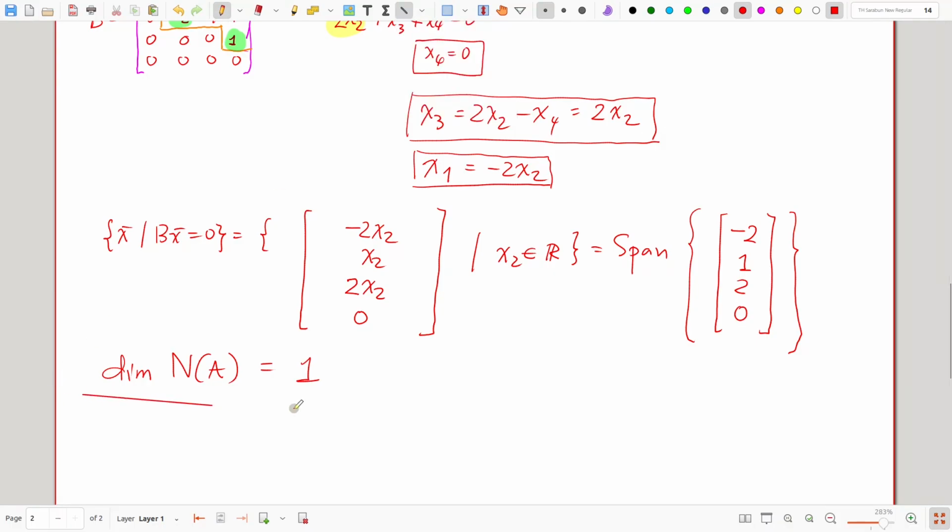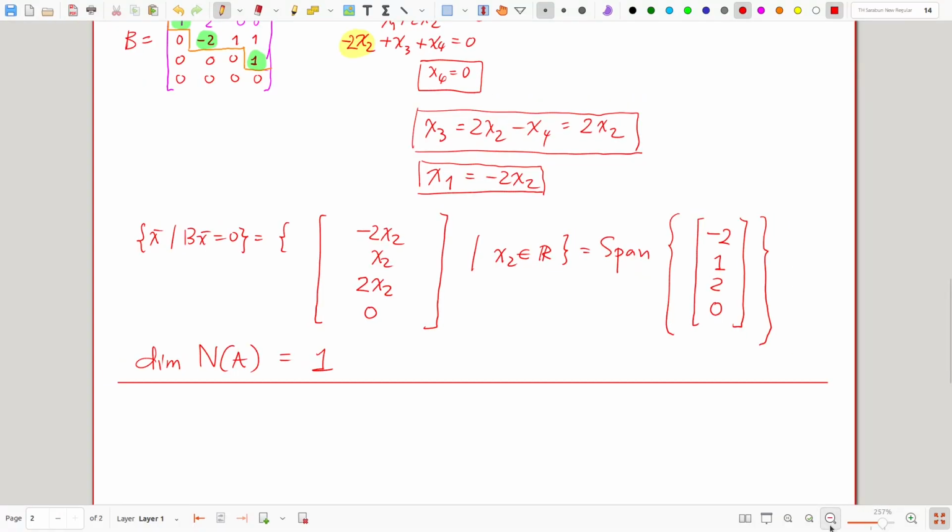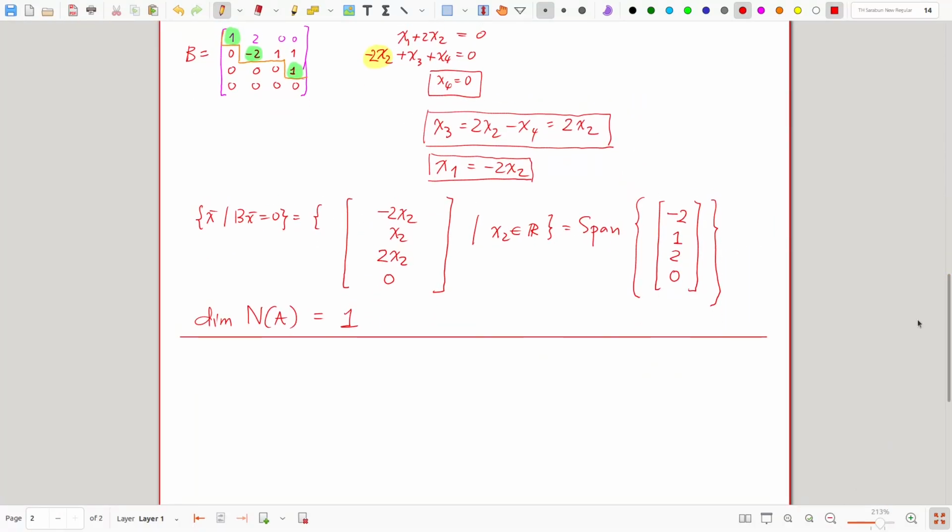So let's do one more practice. Let's look at another matrix, matrix D. So matrix D looks like this. It's roughly the same matrix, but I add one more column to it. Okay, it's minus 2.